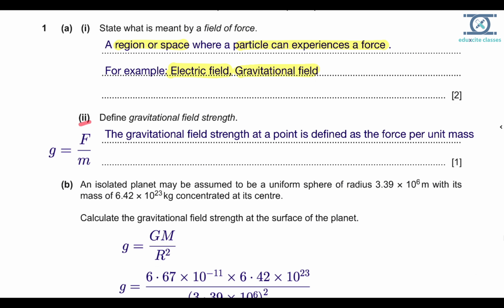Now the second part: define gravitational field strength. The gravitational field strength at a given point is defined as the force per unit mass. It is of 1 mark. Mathematically, g defines the gravitational field strength, that is the force per unit mass. So the keywords are force per unit mass at a given point.